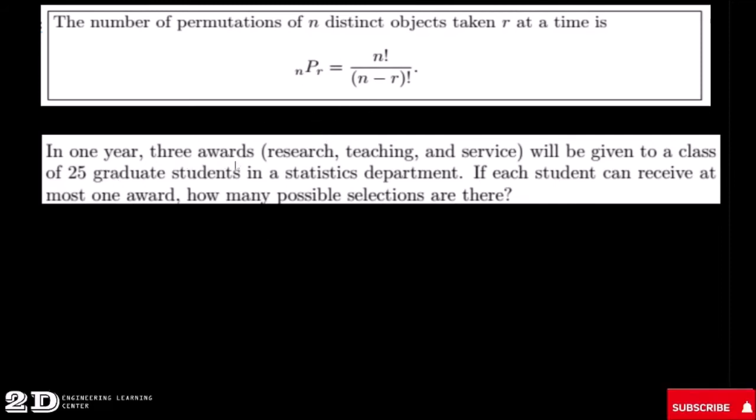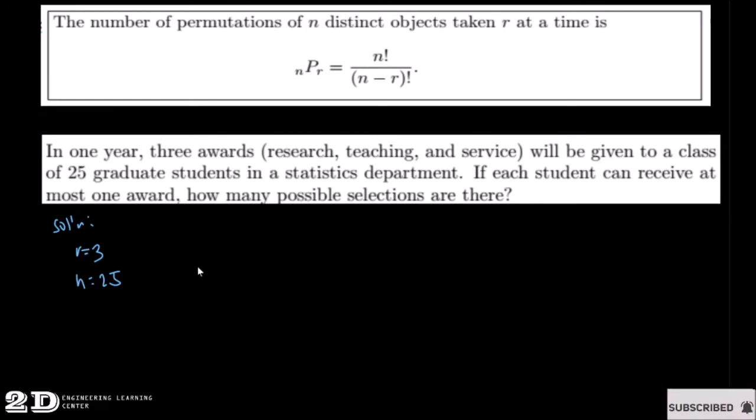In 1 year, 3 awards, research, teaching, and service, will be given to a class of 25 graduates in a statistics department. If each student can receive at most 1 award, how many possible selections are there? Okay, so we have our solution here. We have 3 distinct awards, so our r here is equal to 3. We have 25 graduate students, so they are also distinct, so we have 25. So this is a permutation problem.